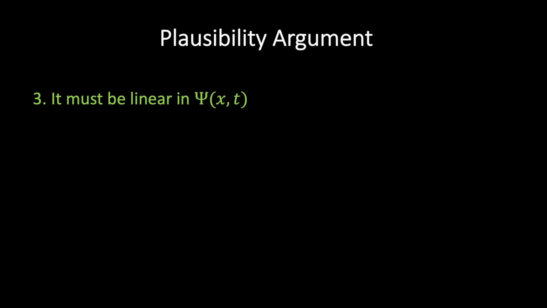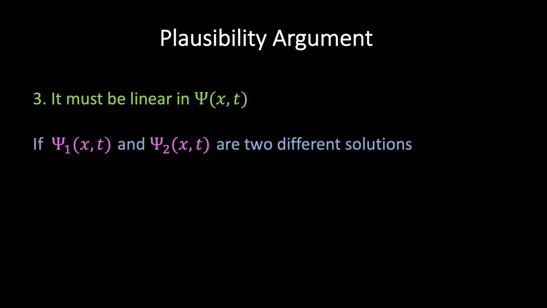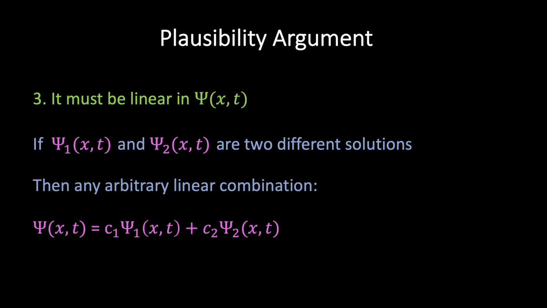Thirdly, our equation must be linear in the wave function psi. That is, if psi 1 and psi 2 are two different solutions to the equation for a given potential energy V, then any arbitrary linear combination of these solutions should also be a solution. This linearity requirement ensures that we should be able to add together wave functions to produce constructive and destructive interference patterns that are characteristic of waves.